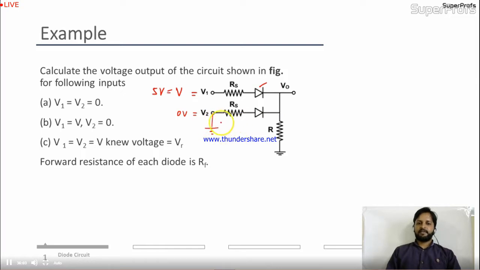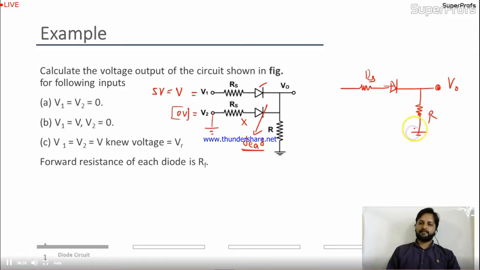What about this circuit? Circuit 2, it will not conduct. Why? Again the input is 0. So no output over here. The condition is dead condition. Right? So this one will only conduct. Now your circuit will be like RS, your diode, and here is the output. Okay. And this is R.